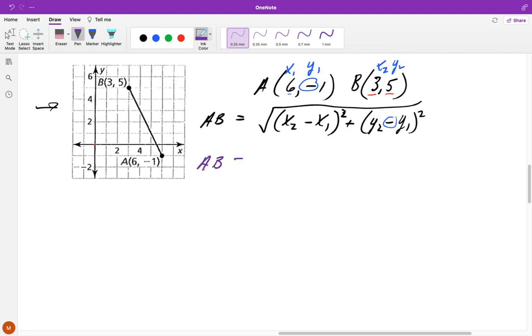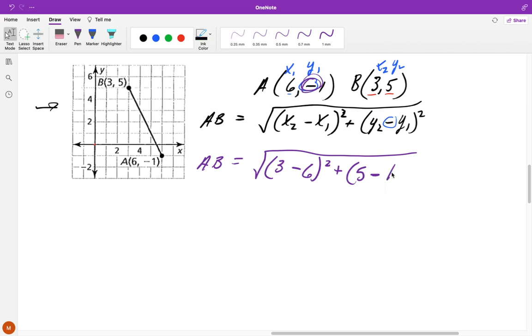Well, the distance of AB is equal to the square root of x2, which is 3, minus x1, which is 6, so minus 6 squared, plus y2, which is 5, and our formula is minus. A lot of times when students see this minus in front of the 1, they just write minus 1. But since our formula has a minus sign built into it, and our y1 value is negative 1, it needs to be minus a negative 1. And then we square that.